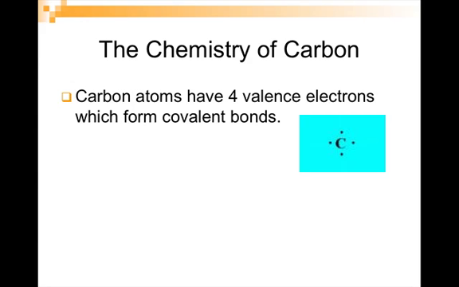Carbon atoms have 4 valence electrons that form covalent bonds. And if you recall from your physical science class, valence electrons are these 4 where bonds can form with the particular element. Those 4 are in the outer shell of the carbon element. And if you also remember when we talked about covalent bonding, once again, that means we're going to share electrons.